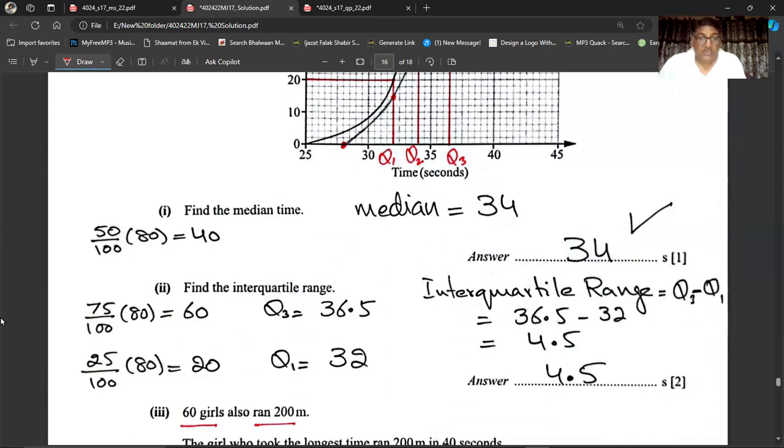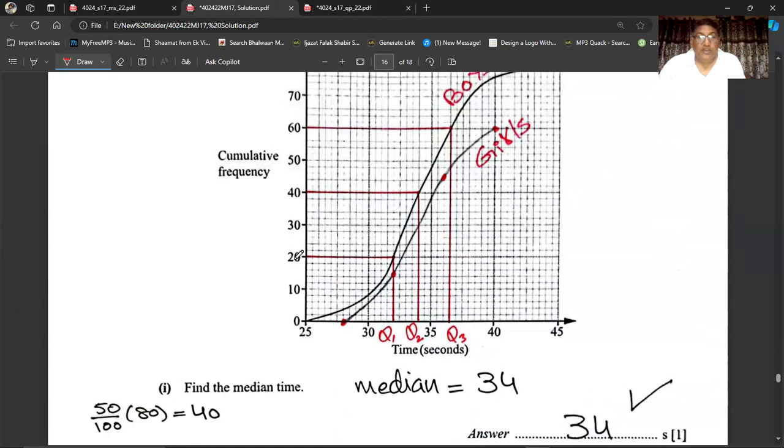Then I will find out the lower quartile, which we call the first quartile, Q1. For that, I will have to find out 25% of the 80, that is 20. On your graph, find 20, go to the cumulative frequency curve.